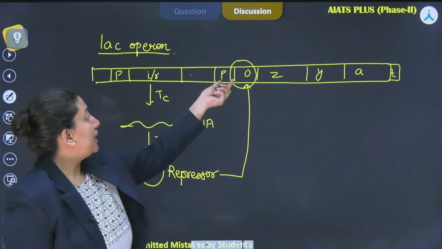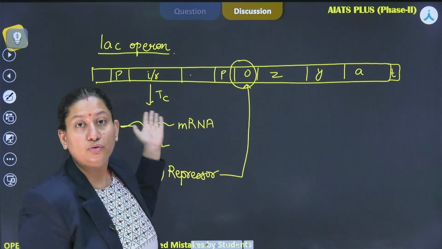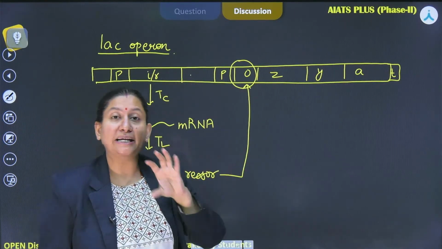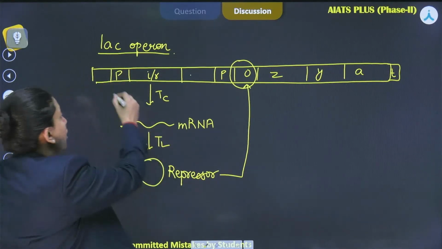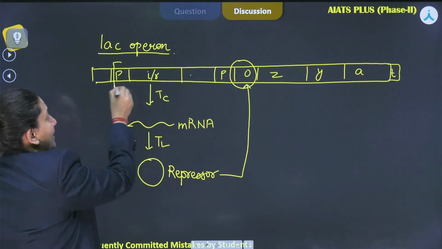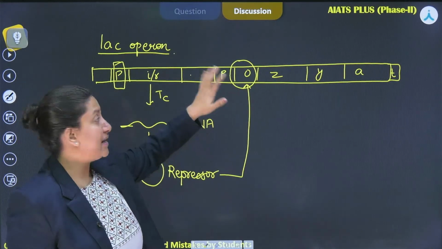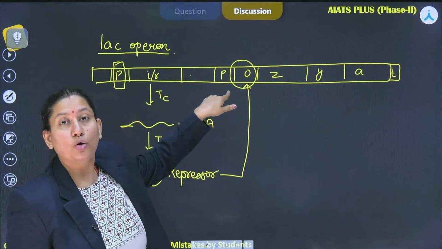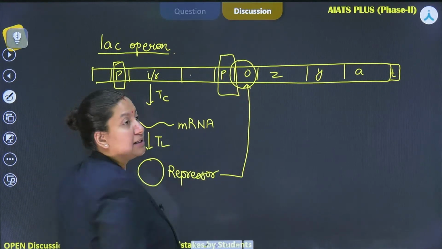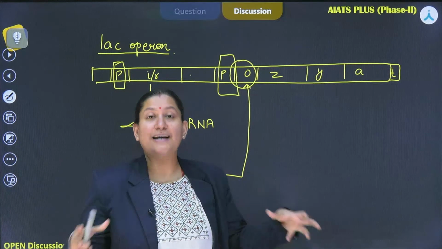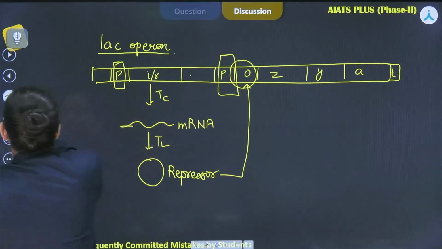Now, in order to perform the transcription of Z, Y, A, similar to this repressor gene, what do we need? We need the binding of RNA polymerase to the promoter region. Over here, because this promoter region is free, RNA polymerase can easily bind to it and perform transcription. But here, as I've told you, the operator region overlaps with the promoter. Now RNA polymerase does not have the entire site to bind. That is why this binding is not at all possible.